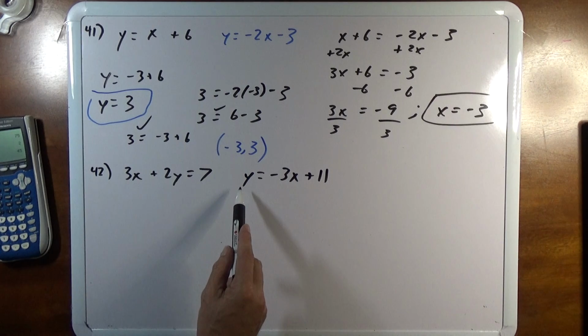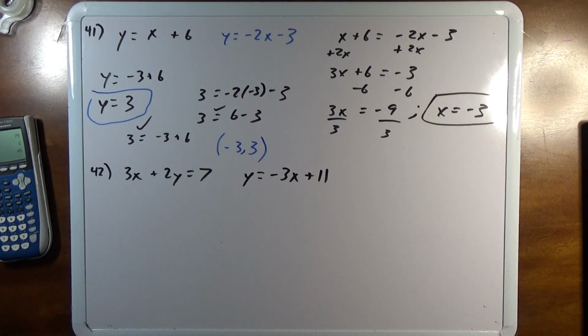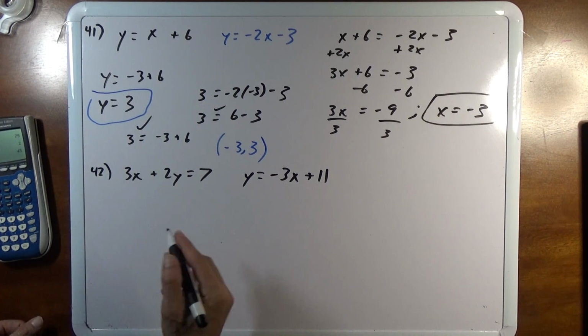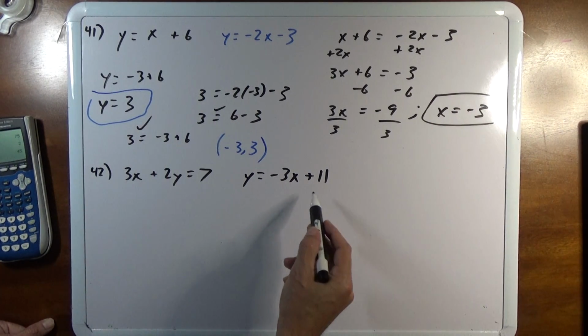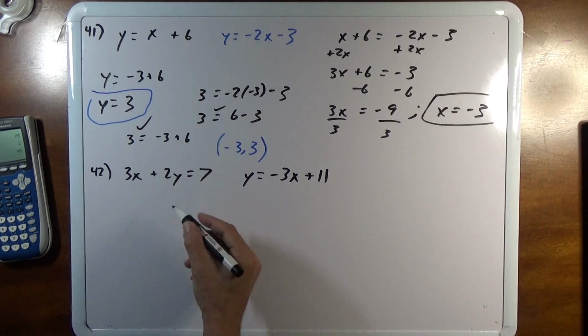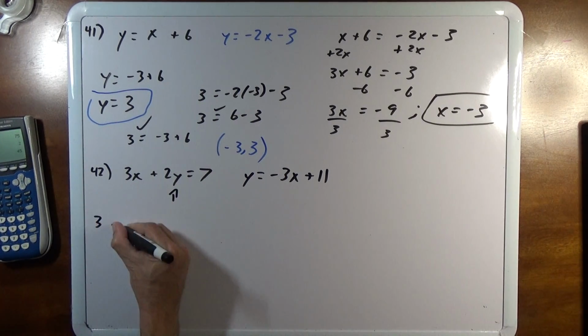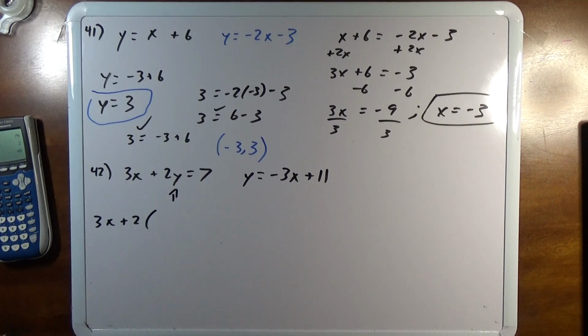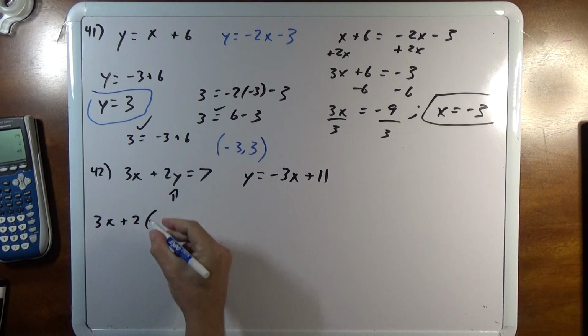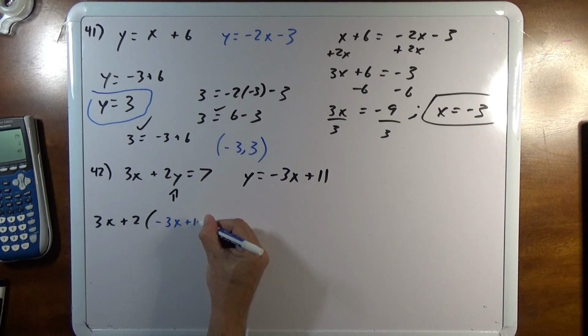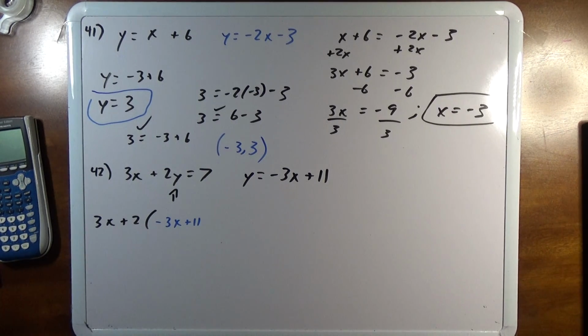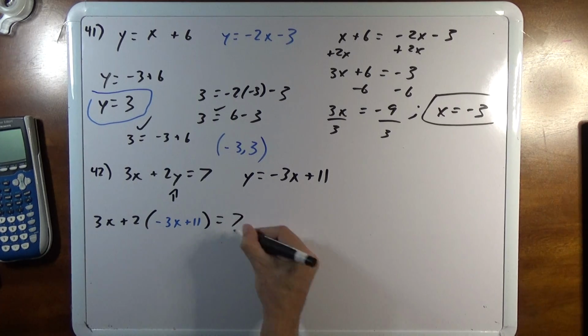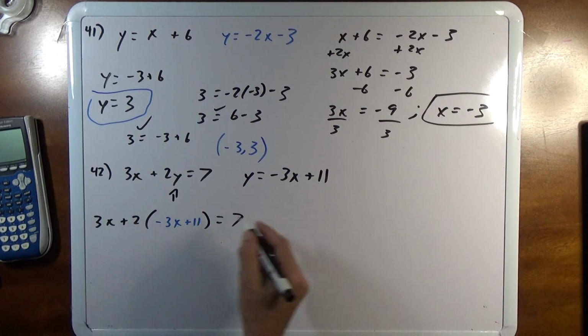When one of your equations is isolated for a variable like y, it makes substitution easier. You could rearrange this a number of ways, but we'll do it the way they ask. I'll substitute negative 3x plus 11 for y here. So I'll get 3x plus 2 times the quantity negative 3x plus 11 equals 7. And I'll go ahead and distribute that.